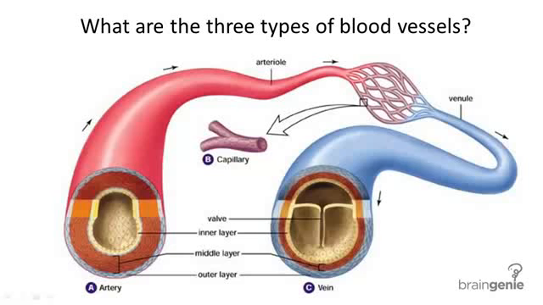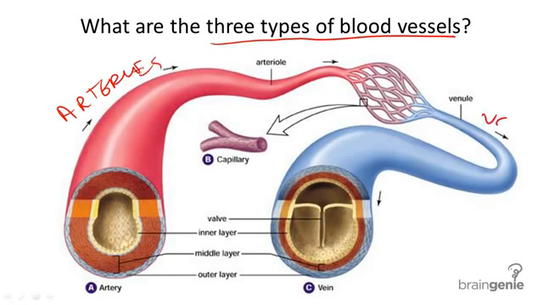Our goal for this lesson is to learn the structure and function of the three major types of blood vessels in the body. They are part of the circulatory system. They are arteries, veins, and capillaries.